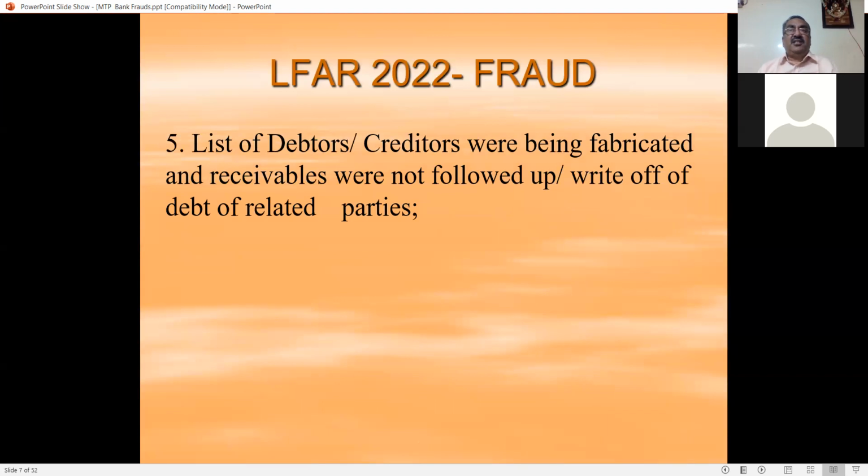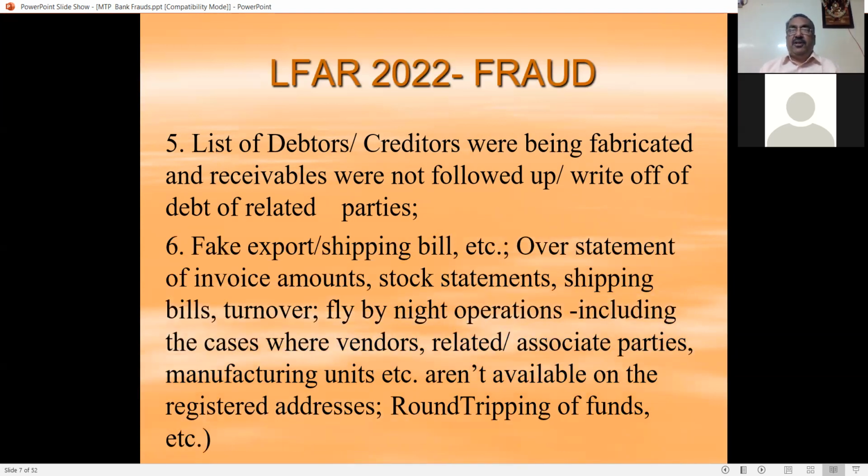List of debtors and creditors were being fabricated and receivables were not followed up, and the return of update of the related parties. Fake export and shipping invoice, that is the overstatement of invoices, all hawala transactions, stock statement, overstating of invoice amounts, because in the export, to get more duty drawback, what they will do, they are sending goods worth 10 lakhs, but they can record the invoice, say that we have sent 30 lakhs worth of goods. But based on 30 lakhs, the government will pay you duty drawback. But that 30 lakhs have to be recovered from the party.